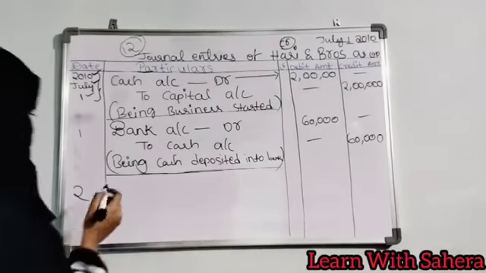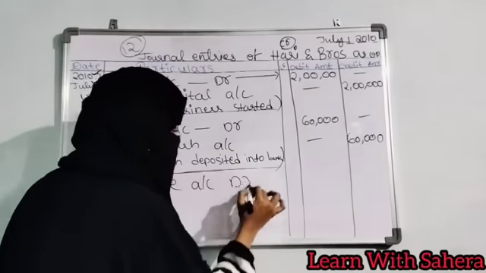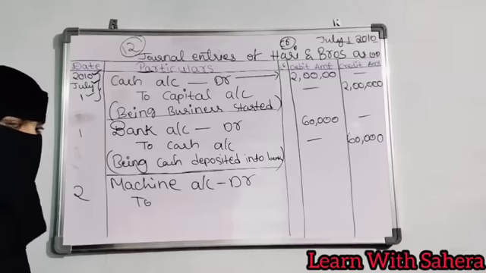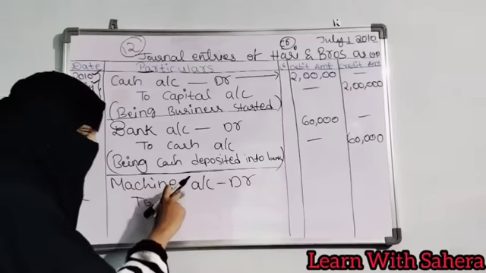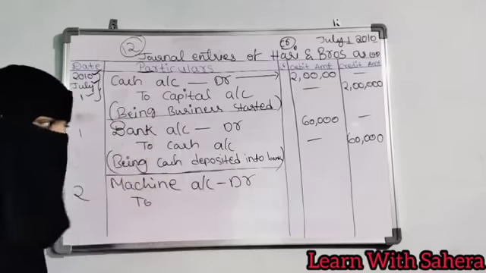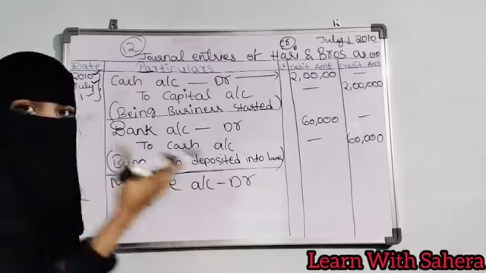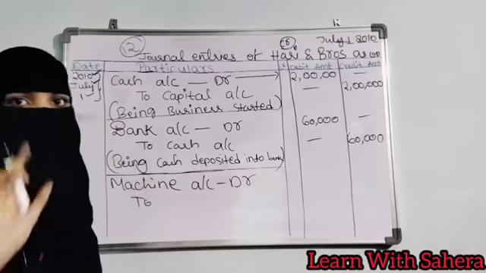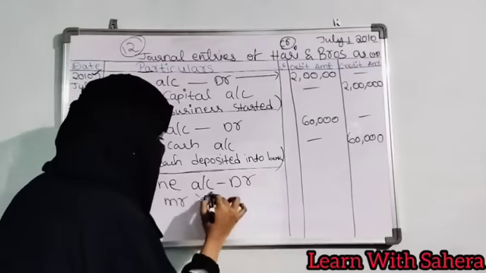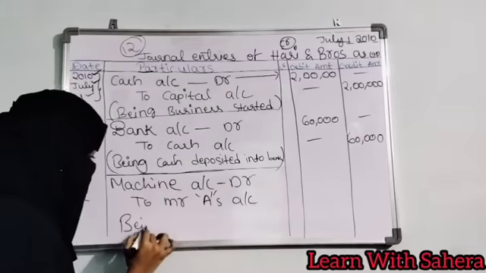Let me write this. So here, machine account debit. Machine is what comes in. It is an asset. So what is the real account rule? Debit what comes in, credit what goes out. So machine is coming inside the business, so we are taking machine account debit. Machine we are taking in the debit side. Who is the giver here? Who is giving the machine? Mr. A is giving the machine, right? So we will write to Mr. A's account. Done. What will be the narration?